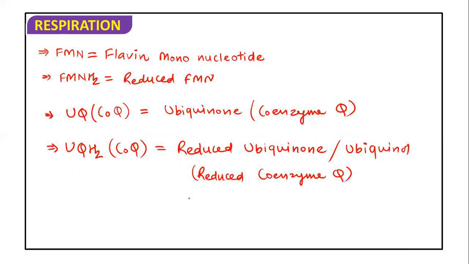Reduced coenzyme Q. In such a way this particular thing happens. Now, after this, ubiquinone and coenzyme Q equals reduced ubiquinone. Apart from this, one more thing is cytochrome C. CYT stands for cytochrome. In this, remember, we have seen one cytochrome C.